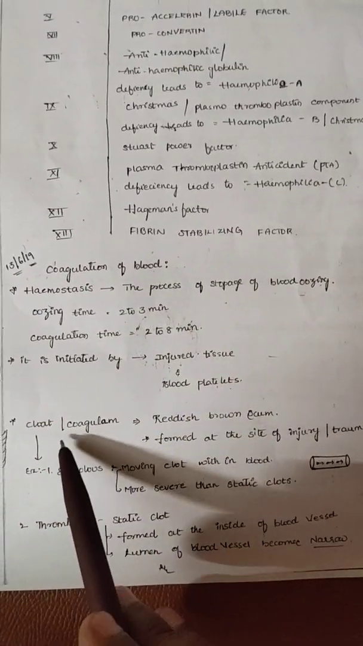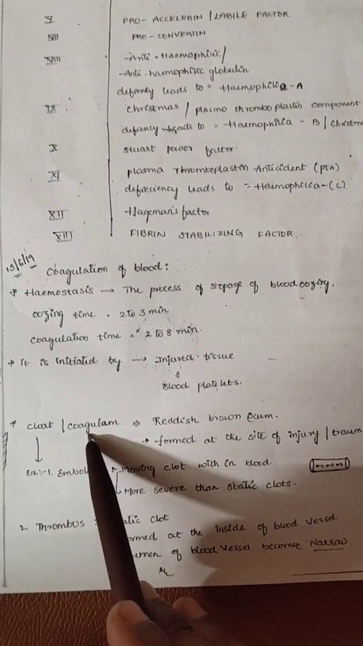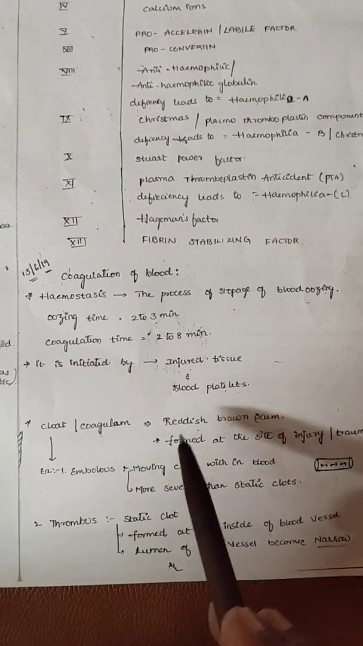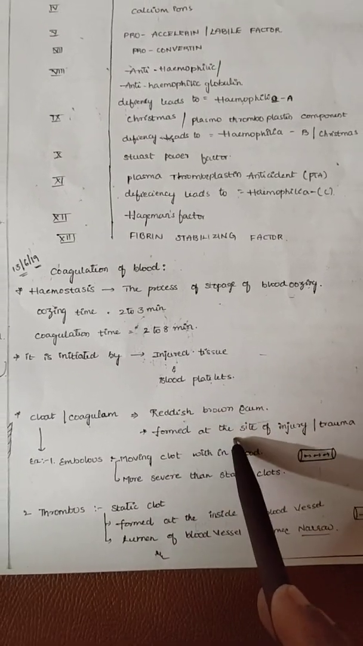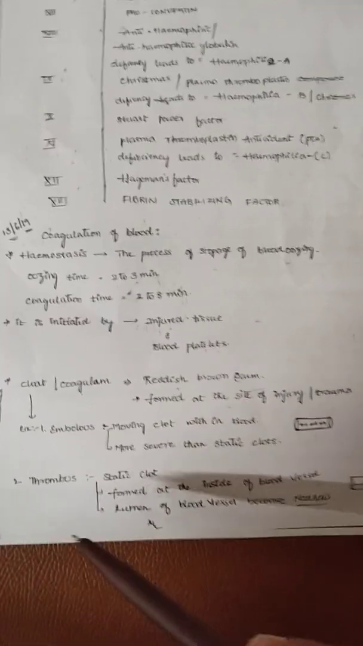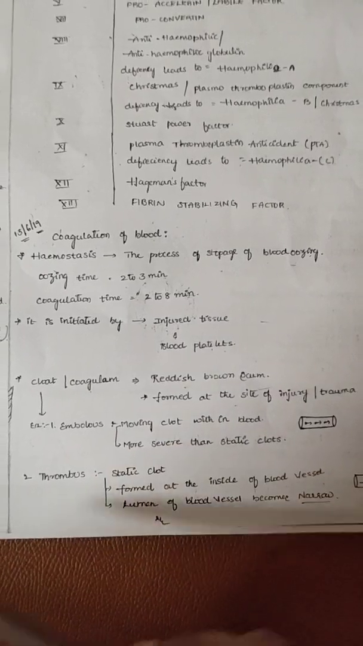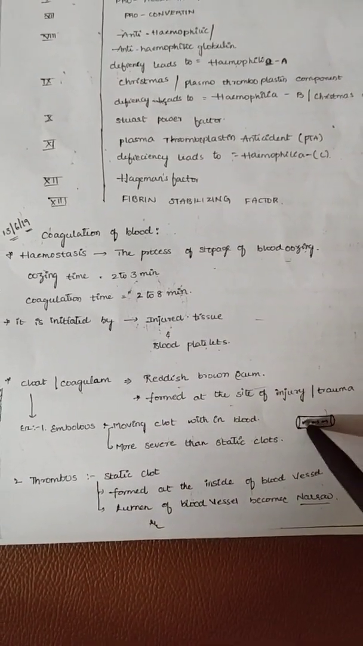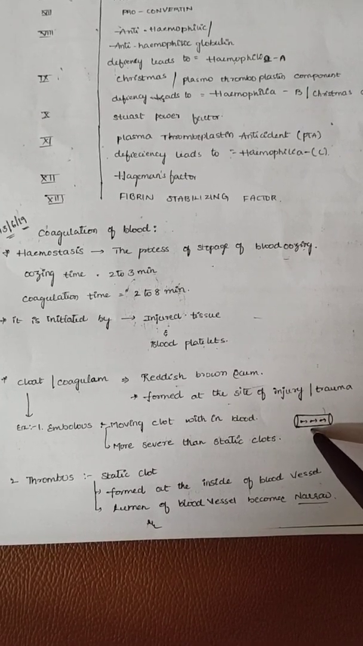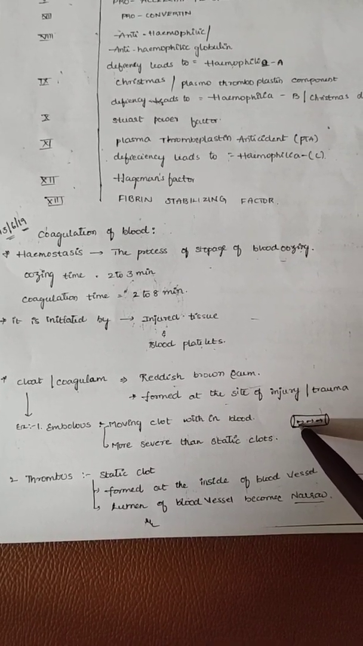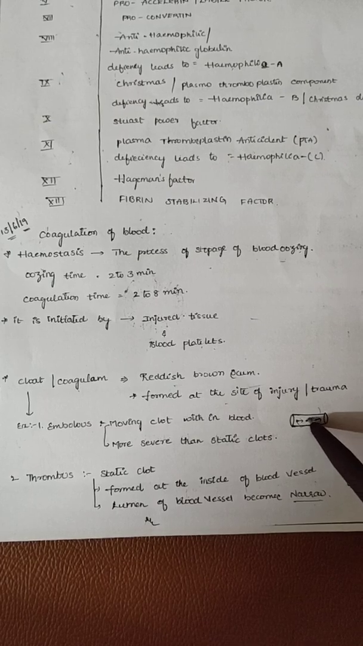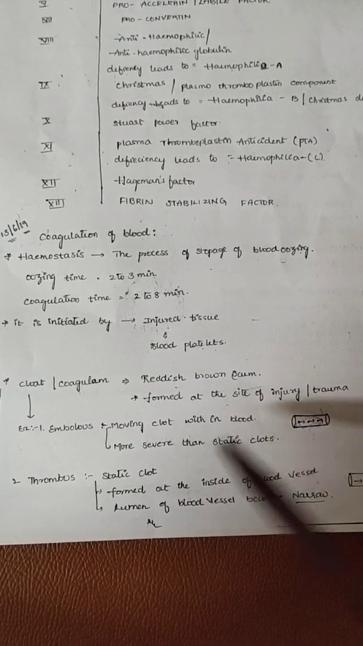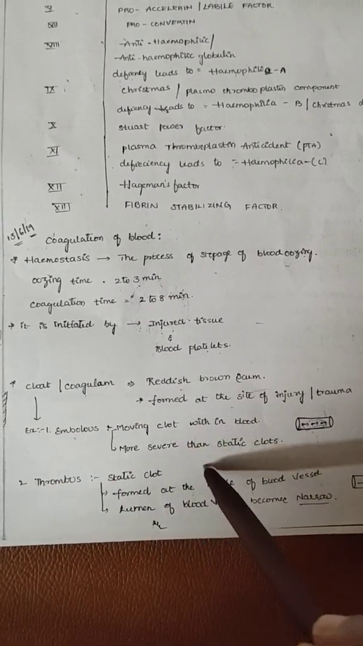Here the clot or coagulum, what color is it? Reddish brown in color. Where is it formed? It is formed at the site of injury. Here they need an embolus. What is meant by embolus? See, now this is the blood vessel. The clots present within the blood are called an embolus, and it is very severe.